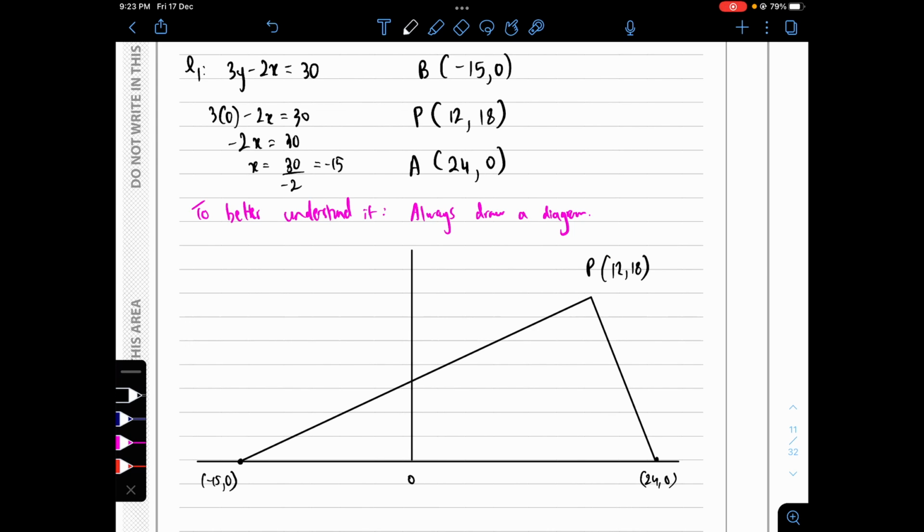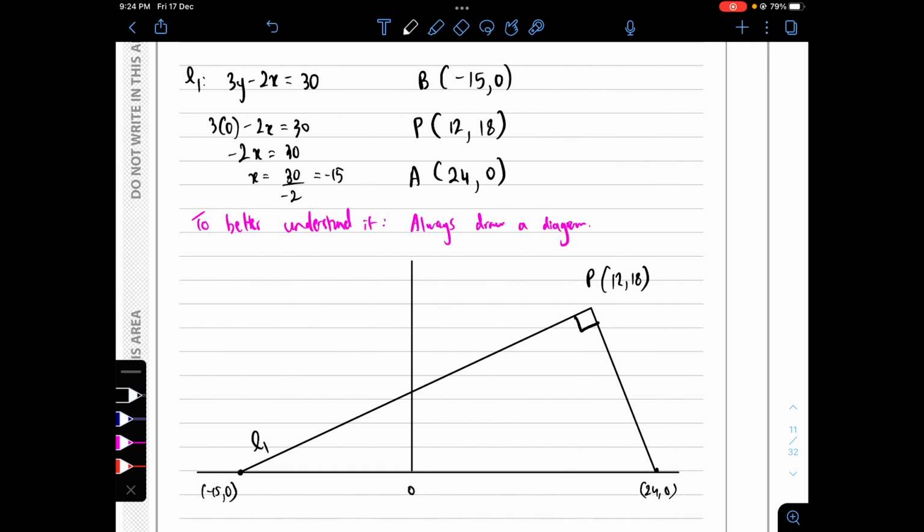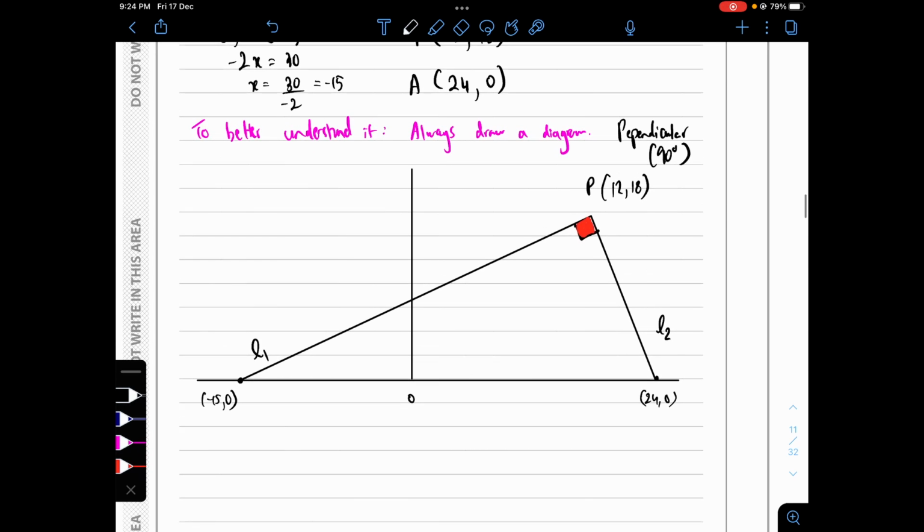All right. So now this is actually a right angle triangle because this was L1, right? So if you remember correctly, this was L1, and this is L2, and they're both perpendicular and they meet at P. So because they're perpendicular, they meet at 90 degrees, right? So this we know is 90 degrees. There's no doubt about it. So how do we find the area of a triangle?